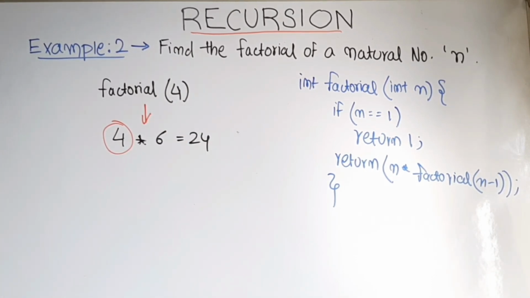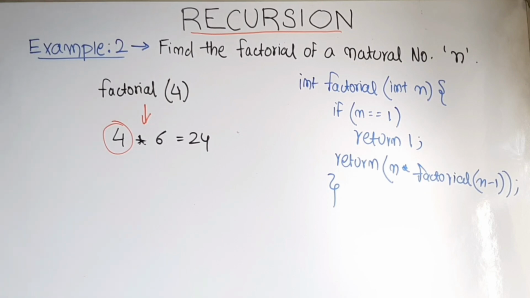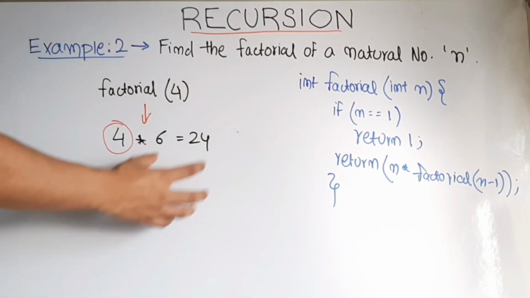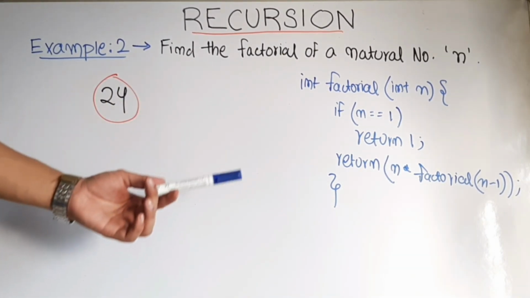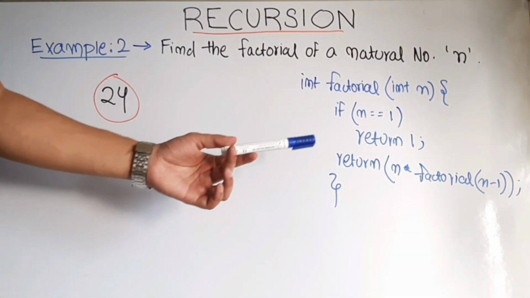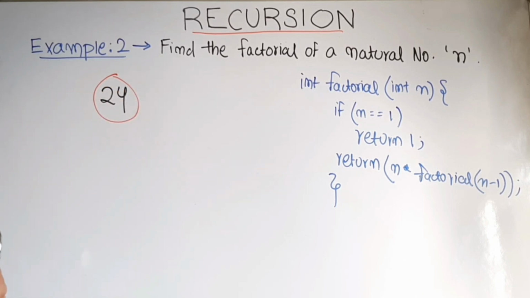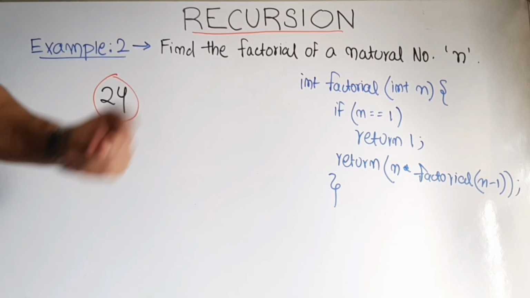Finally, we can see that the initial function call of factorial 4 returns the value 24. Therefore, our final output of this entire function call will be 24. So guys, remember that the key to understanding a recursive function is breaking it down until you reach the base condition. Keeping this in mind, we are now moving to our final example.